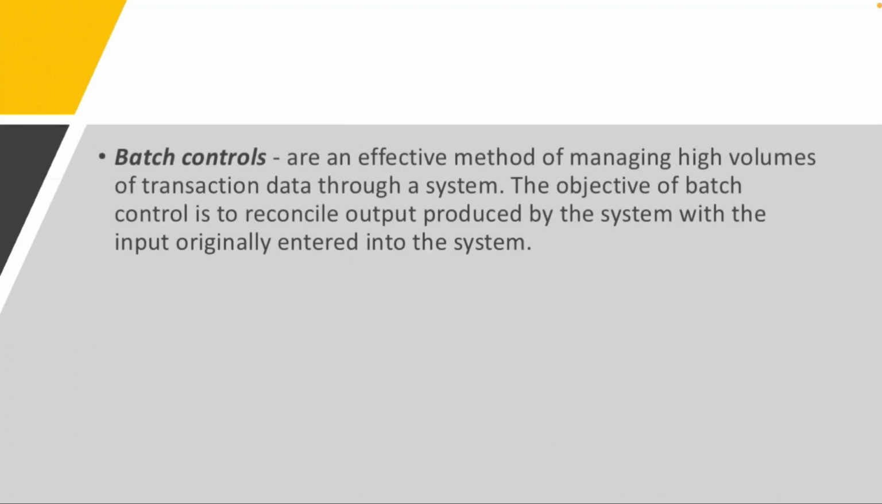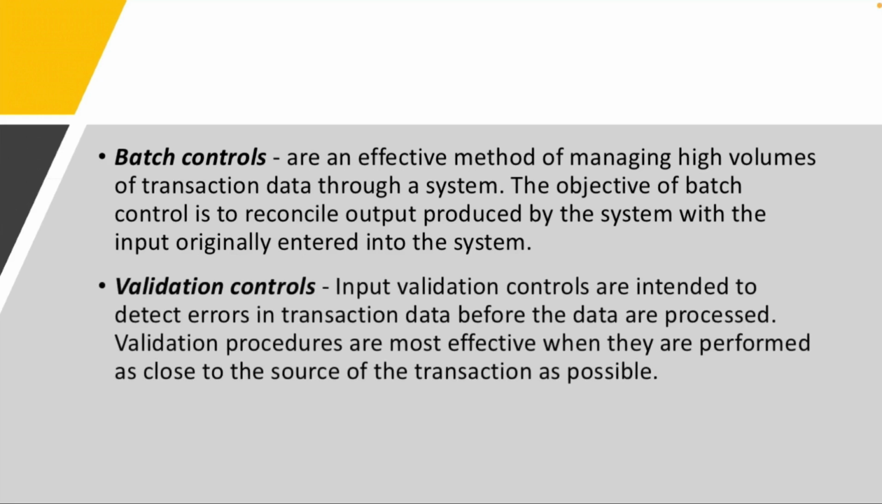Now for batch controls, they are an effective method of managing high volumes of transaction data through a system. The objective of batch control is to reconcile output produced by the system with the input originally entered into the system. Next are the validation controls. Input validation controls are intended to detect errors in transaction data before the data are processed. Validation procedures are most effective when they are performed as close to the source of the transaction as possible.